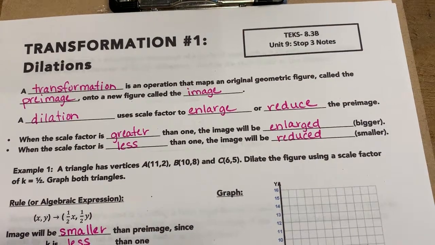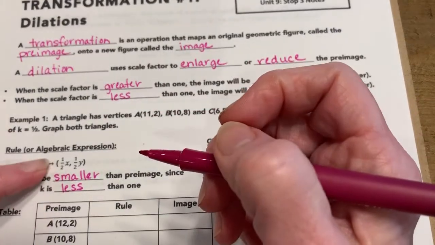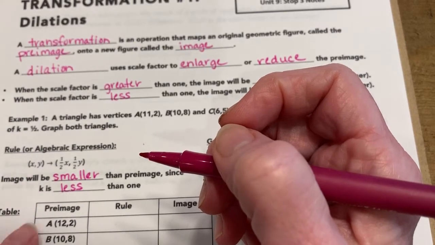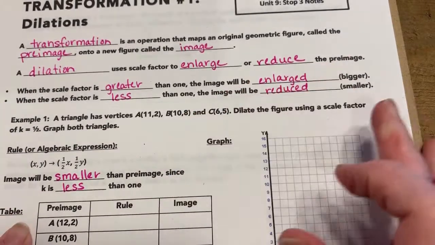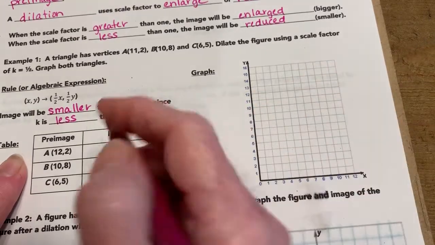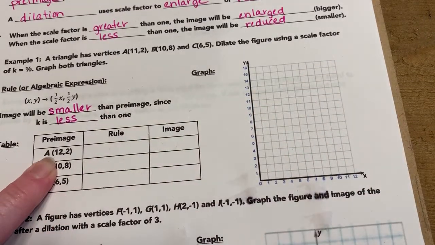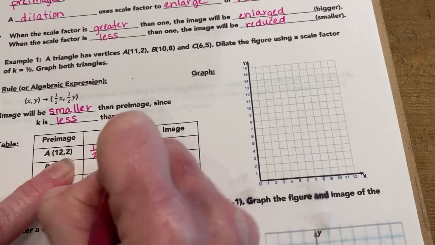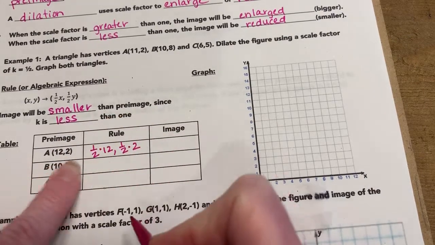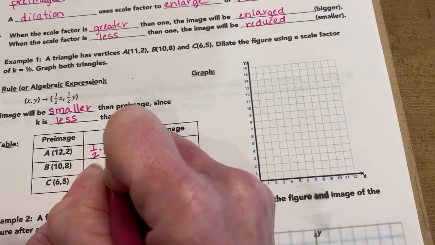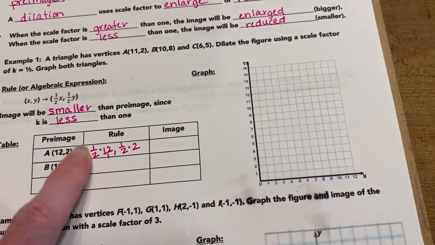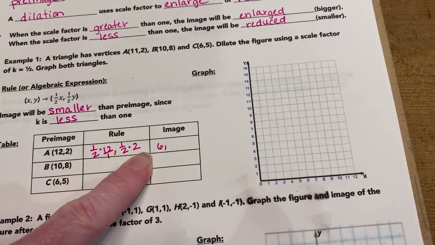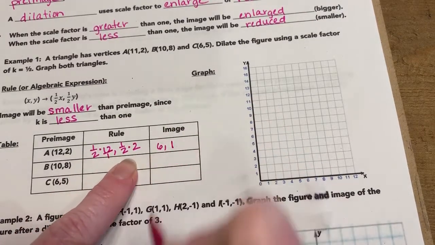So it will be smaller than the pre-image since K is less than 1. All right, and then after you look at the rule or the algebraic expression, which you will sometimes have to come up with yourselves, you can use a table to figure out the coordinates of the new point. So if I'm starting with (12, 2), then the rule, if I multiply 1/2 times 12 and I multiply 1/2 times 2, right? So if you forgot fractions, you can make it 12 over 1. That gives me 12 over 2. That simplifies to 6. Okay, or I can just take 1/2 of 2. 1/2 of 2 would be 1.